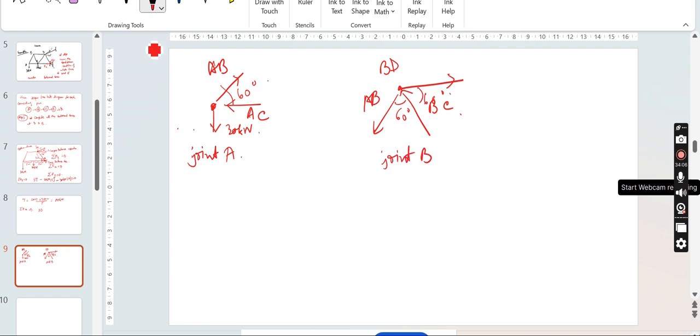So we need to write the force balance equation for each of the points. Let me write for joint A, then from joint B we will write and solve each. The question is to compute the force in each member of the loaded cantilever truss.